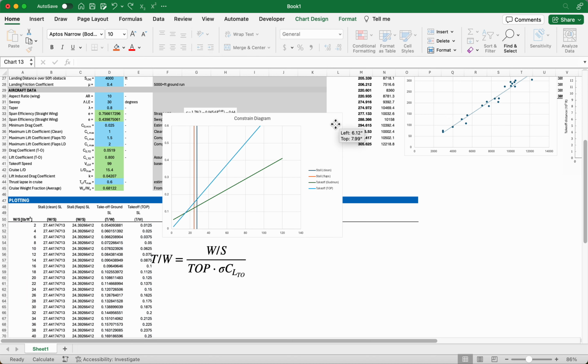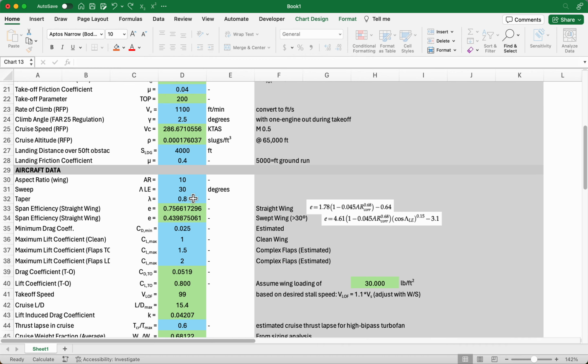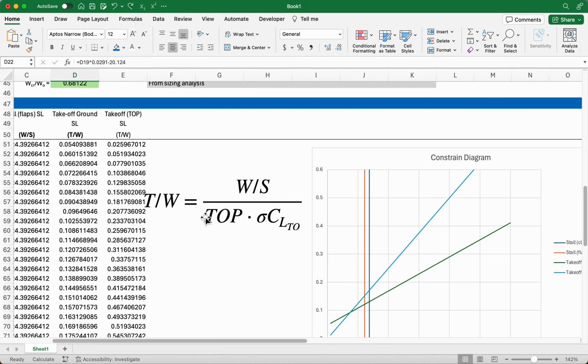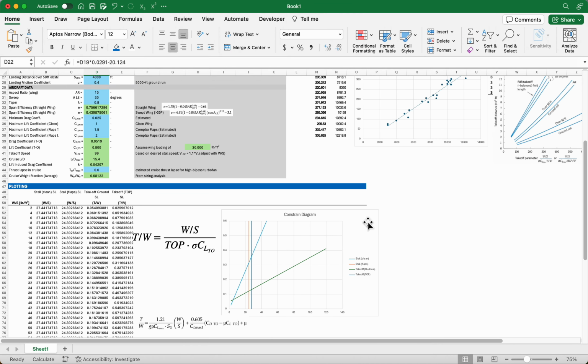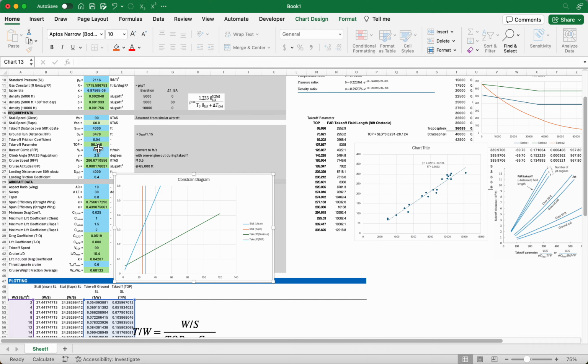Takeoff parameter is 96. I'm giving myself a headache. All right, try this again.